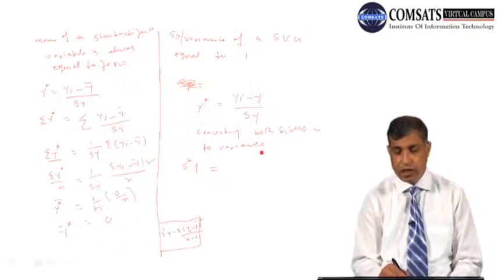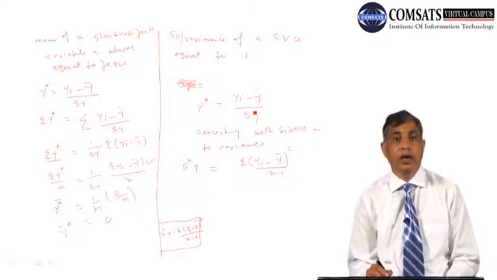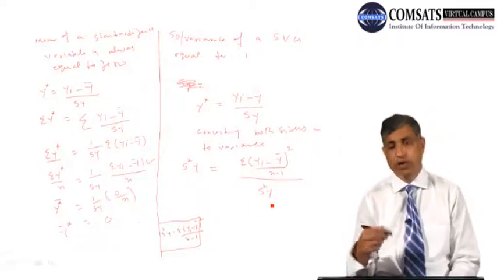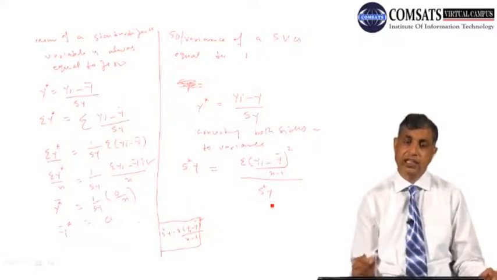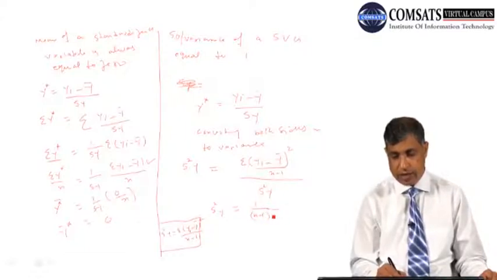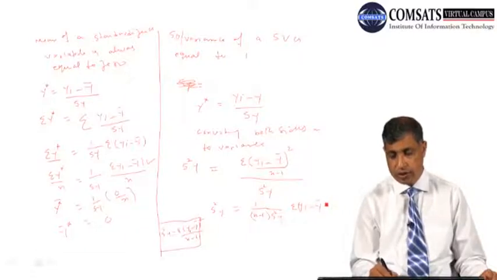Coming to this side, the upper side we want to convert into variance, so this will become summation (y_i minus y bar) over n minus 1, and this is squared. So we have converted the numerator into this variance, divided by the variance. I did not write it in the square form, I just wrote that this is the variance now. So s square y can be written as summation 1 over n minus 1, multiplied by s square y, and it is summation (y_i minus y bar) square.